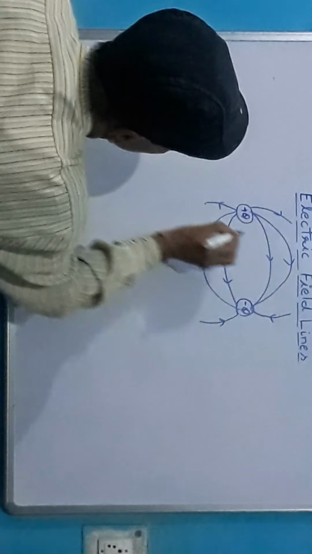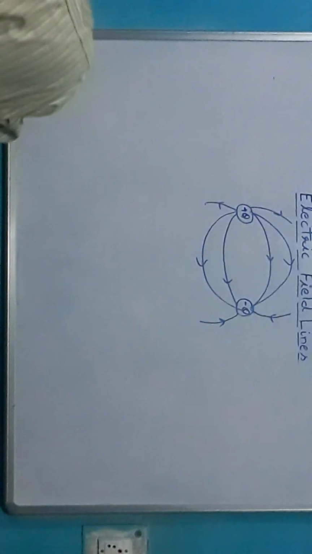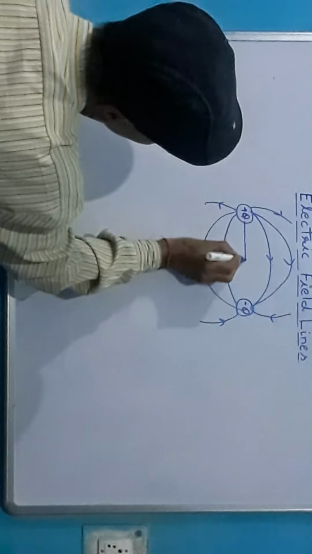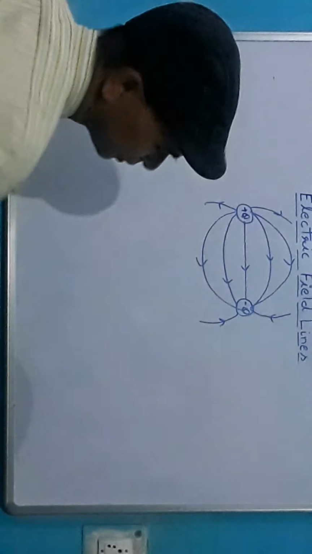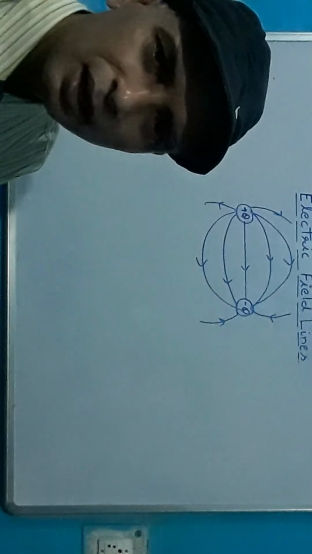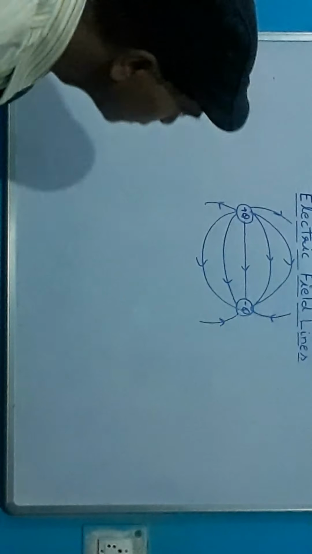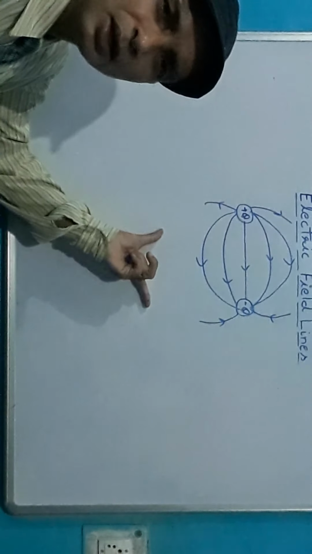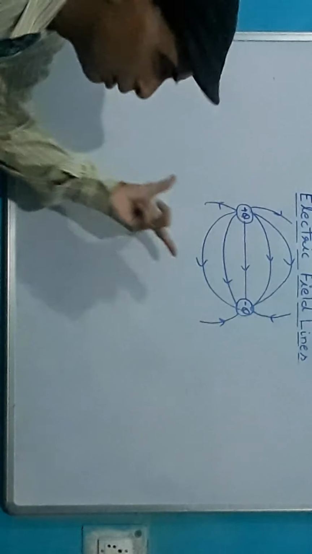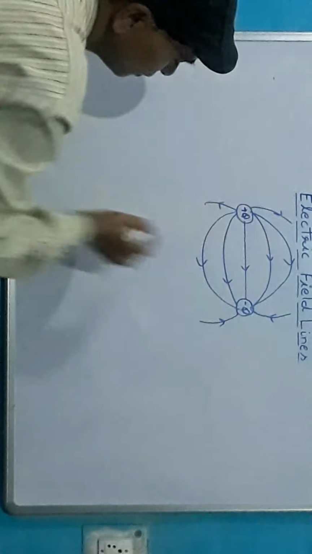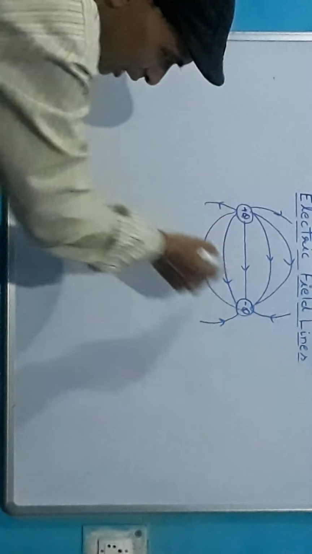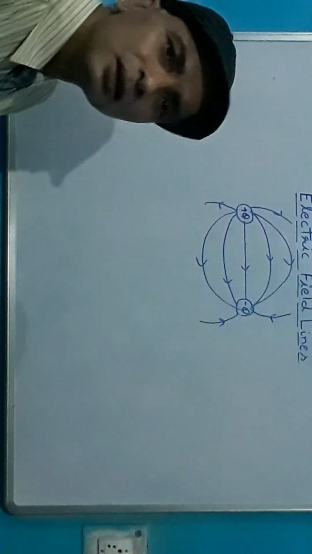So you have observed that these electric field lines start from positive charge and end at negative charge. These are the electric field lines due to two charges which are equal in magnitude but opposite in nature. What you have observed from this diagram is that the electric field lines start from positive charge and they end at negative charge.